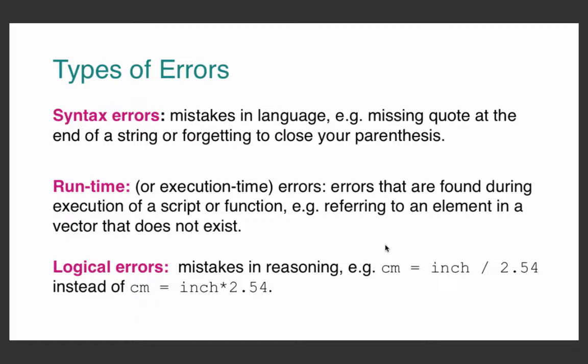So one way to get around logical errors is to test your program on input whose output you can work out without the help of the program, by hand, and check that the program gives you the correct output.